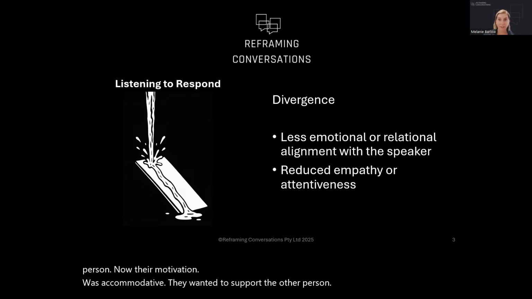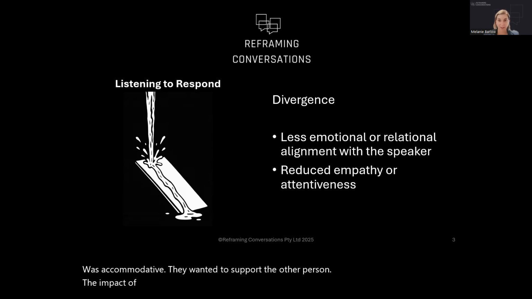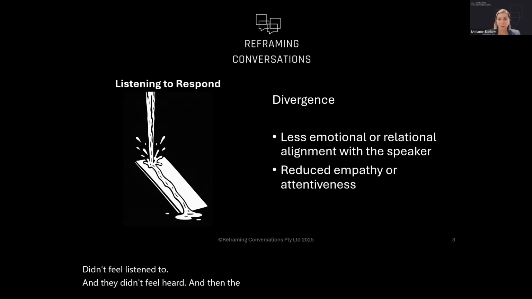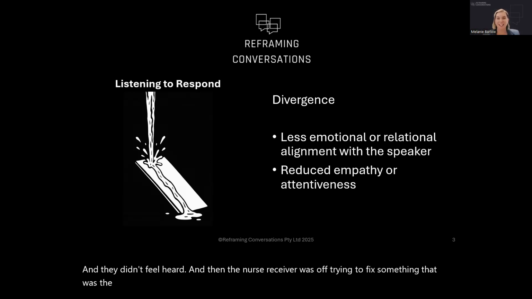The impact of that behavior, however, was the speaker didn't feel listened to, and they didn't feel heard. And then the nurse receiver was off trying to fix something that was the wrong thing because they didn't actually listen to understand. So well intended, but miscommunication occurred.